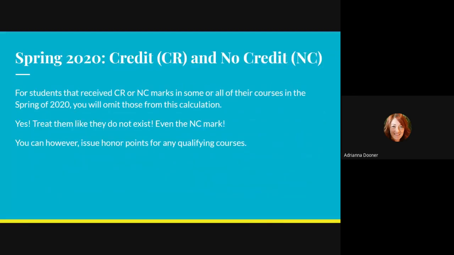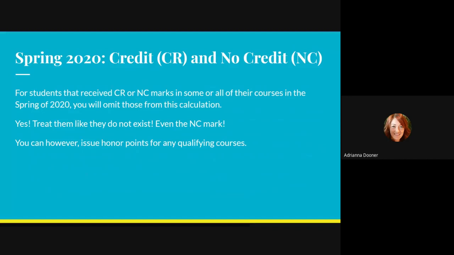So we did have quite a few students, if they were here with us in the spring of 2020, so last spring, who may have earned credit or CR marks or no credit in place of an F during the spring of 2020. In that case, if a student has those marks, you actually don't need to count them in this calculation. We'll look at how the calculation works in just a minute, but you don't need to count them.